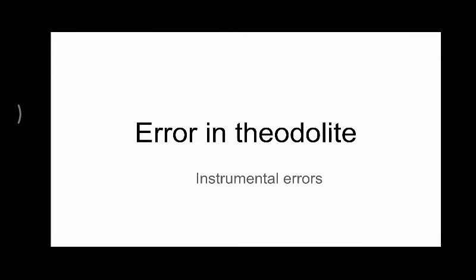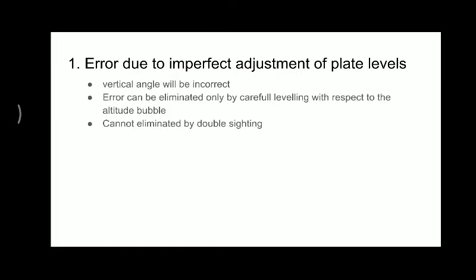There are different sources of errors in theodolite: instrumental error, personal error, and natural error. In this video, I will explain about instrumental errors in theodolite briefly. The first one is the error due to the imperfect adjustment of plate level.